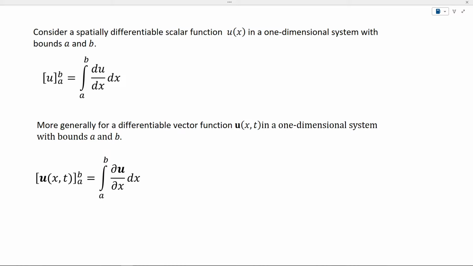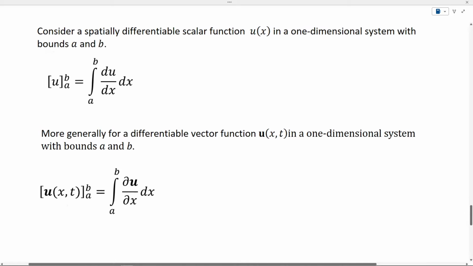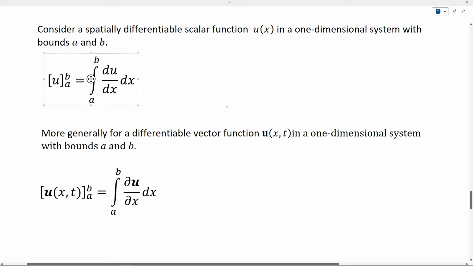Okay, but what if this is a vector function? A vector function means that this u is not only a function of x, but a function of, let's say, space and time. It's not only changing in space, as I showed you in the previous example, but also changing in time. This would be the fundamental theorem of calculus, the same thing as before, but for a function with two independent variables, space and time.